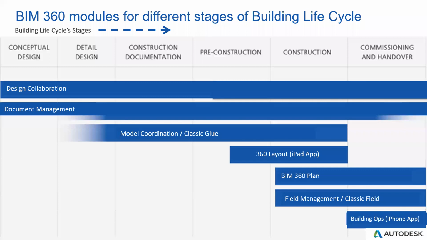And for BIM 360 Plan, because of all our construction, we have to plan how to build it. We have to prepare a program named the Master Program to plan all the stages of the construction and the logistics, etc. So we can use BIM 360 Plan to help us. For field management and Classic Field, just like what I mentioned, it is all about safety issues, checklists, and RFIs, etc. And the Building Ops is related to FM, facility management.